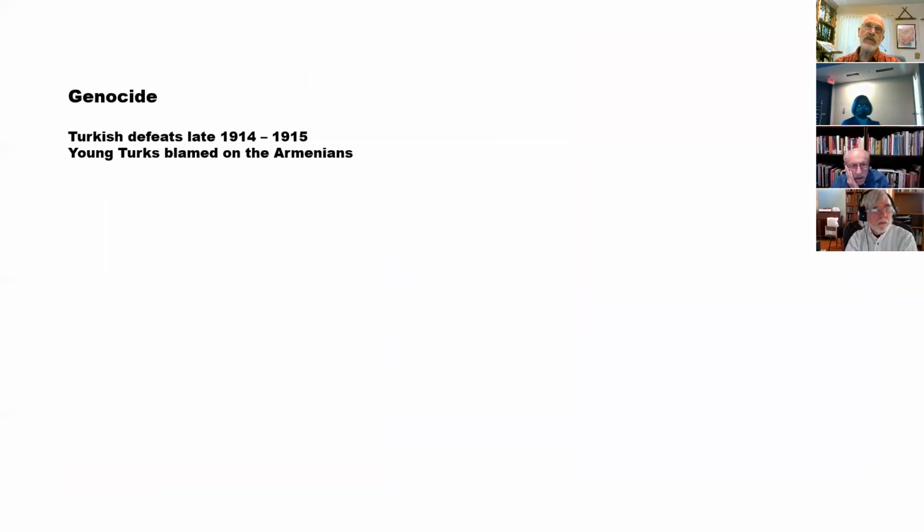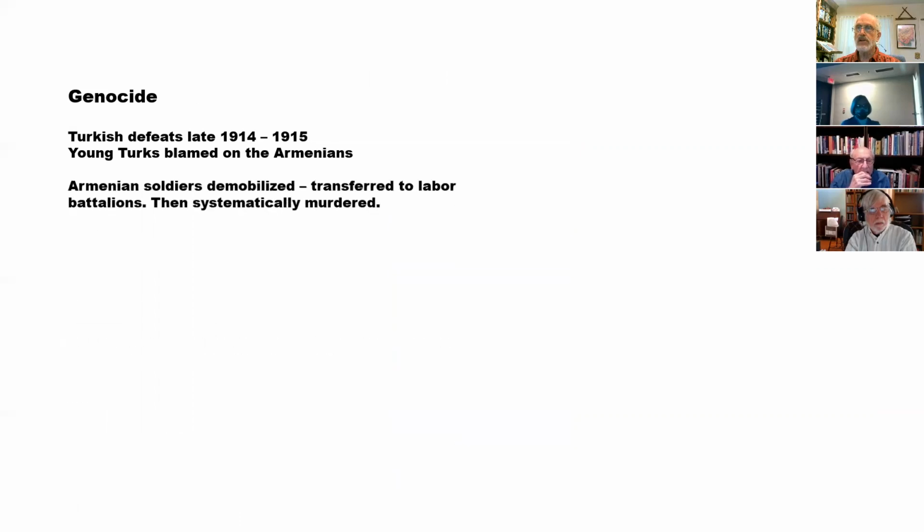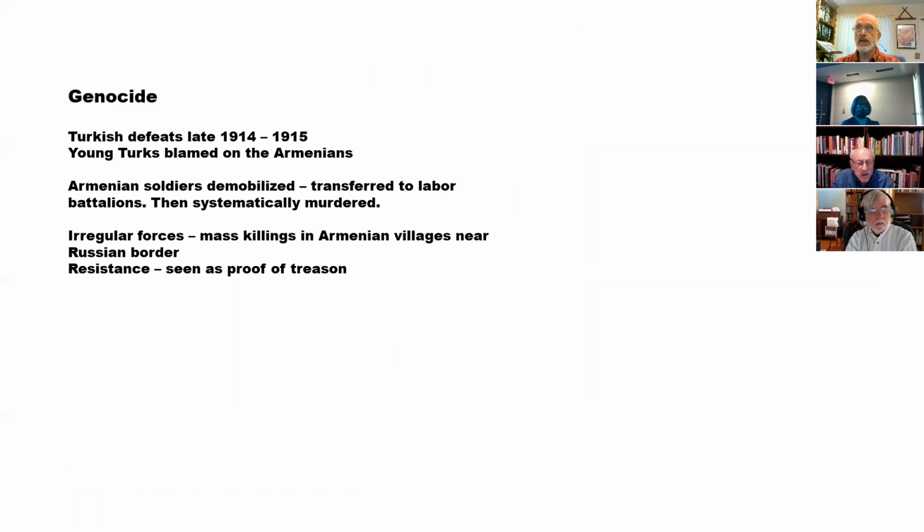Well, now we have the charge of genocide against the Turks. The Young Turks blame their defeats on the Armenians. This is before, they're being defeated everywhere except Gallipoli. They then demobilized Armenian soldiers and put them in labor battalions, and there are systematic murders. We're going to see that in a second. There are irregular forces like Kurdish nomads or others near the Russian border. And if you resist what the Turks are doing, that shows you're a traitor.